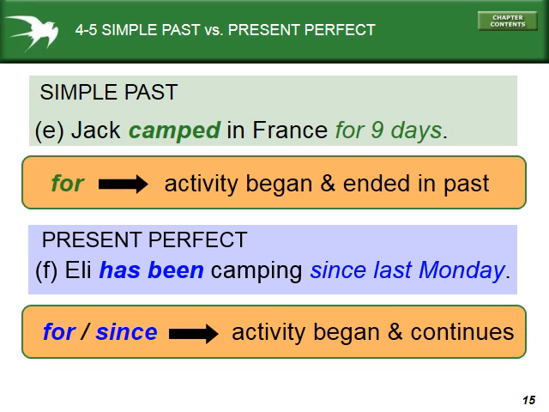Okay. But when we're using the present perfect, we're focusing on the beginning of it. We're not necessarily focusing on the end of it. We don't know if it has ended. So the difference between these two sentences is Jack camped in France for 9 days means that he's no longer there. But Eli has been camping since last Monday means that he is continuing to camp. The other difference is that with the simple past, we can only use "for." But with the present perfect, we can use both "for" and "since."